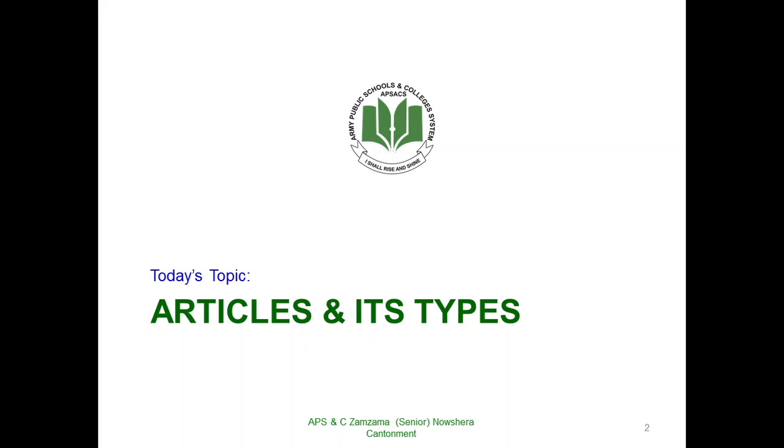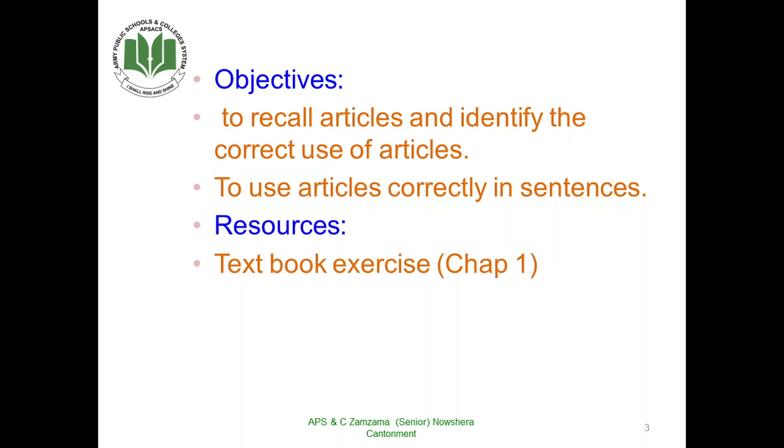The topic for today's lecture is articles and its types, and we're going to know about the uses of the articles as well. By the end of this tutorial you will be able to recall articles and identify the correct use of articles. You will be able to use articles correctly in sentences. Resources required are your textbook and its exercise, chapter number 1.